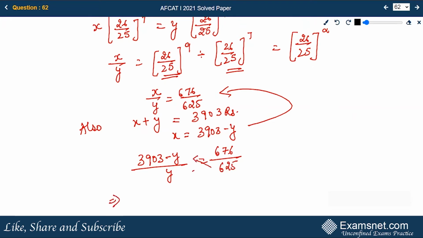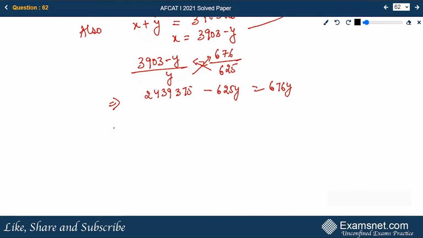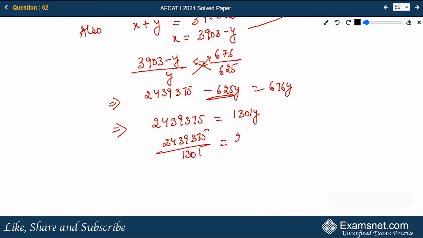Cross multiplication. When you cross multiply it, 625 into 3,903 will give you 2439375 minus 625y is equal to 676y, which makes it, I'll take this term on the right hand side. So you will have 2439375 is equal to 1301y, or y is equal to, you will solve it and it will be 1,875 rupees.